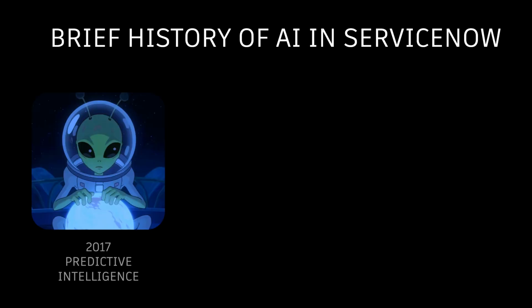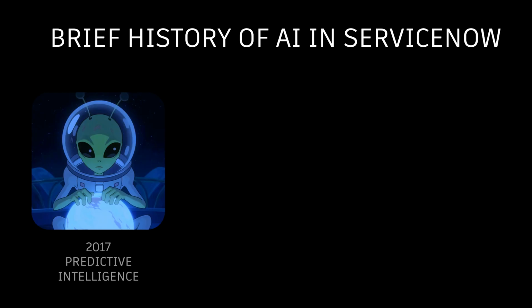Let's start by briefly reviewing the history of AI in ServiceNow, which basically mirrors the general development of AI. In actual fact, AI is not new to the ServiceNow platform. It started way back in 2017 with machine learning, which was called predictive intelligence, and which was able to predict, based on previous records, the category, the assignment group, the priority for incidents and cases.